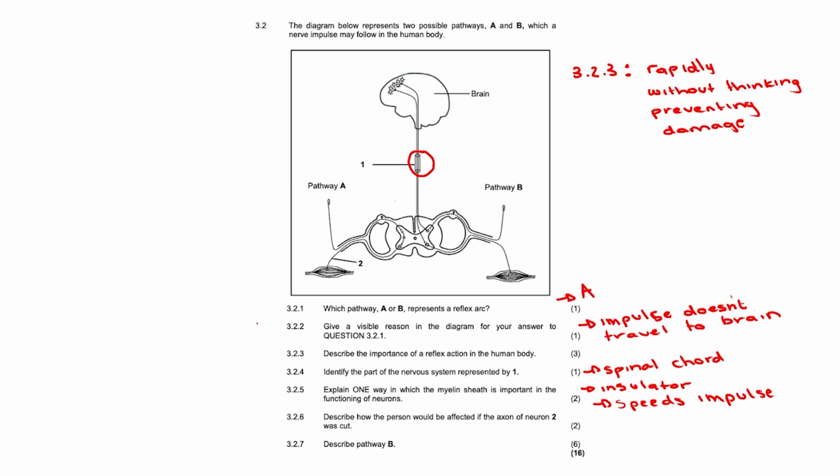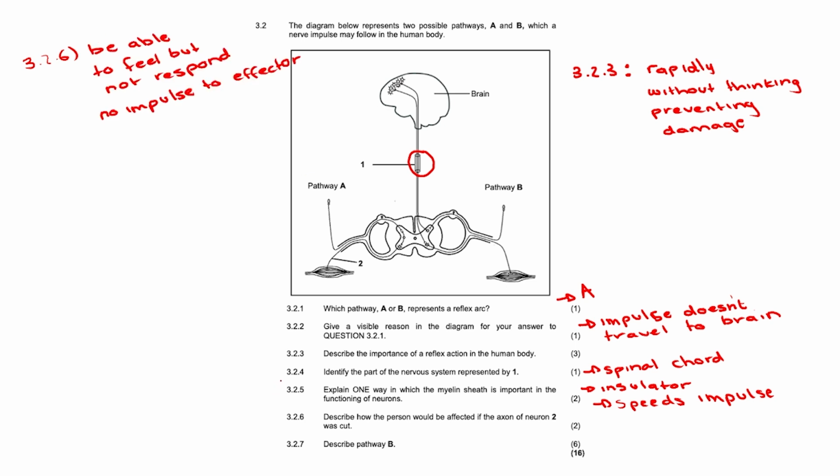Question 3.2.6. Describe how the person would be affected if the axon of neuron 2, being this, was cut. If the axon of neuron 2 was cut, the person would be able to feel the stimulus but would be unable to react to it as the impulse will not be transmitted to the effector.